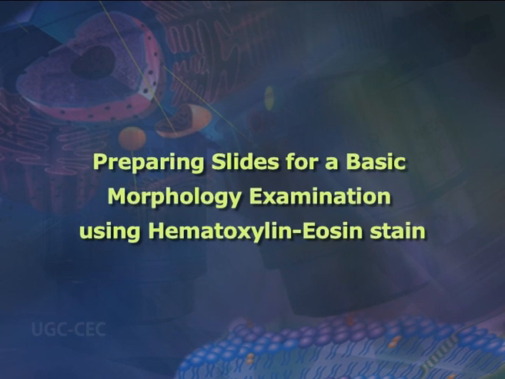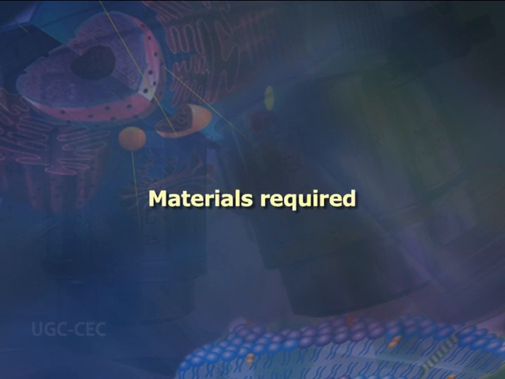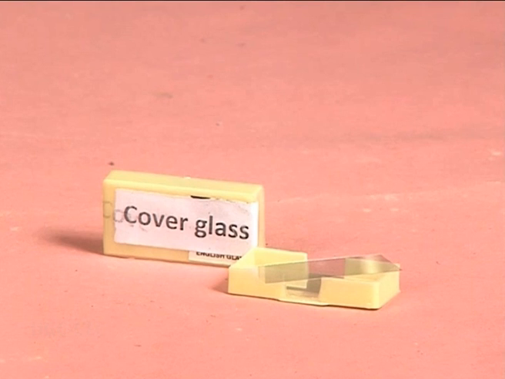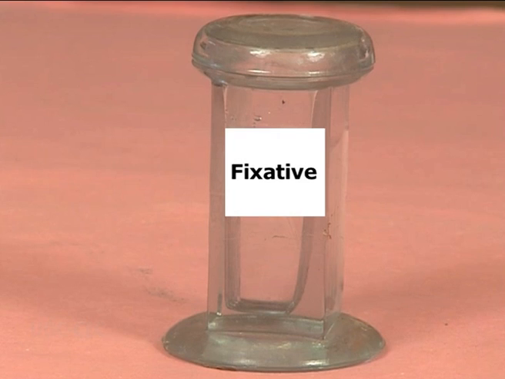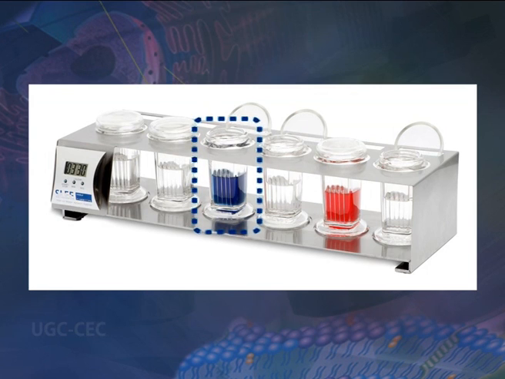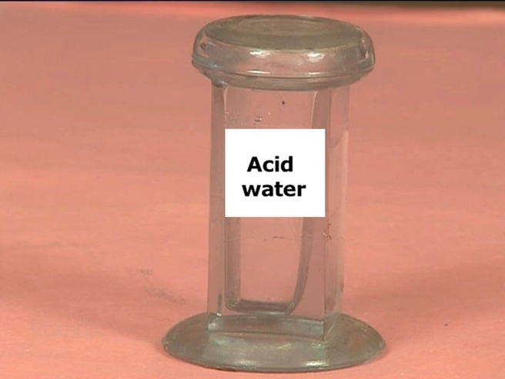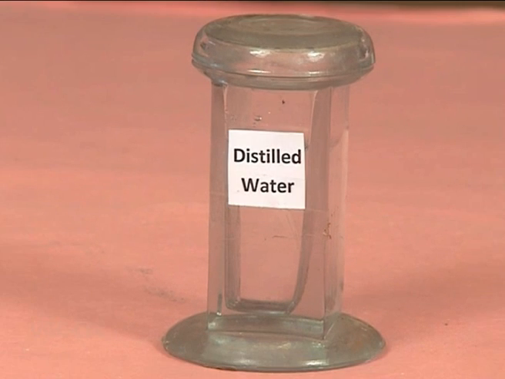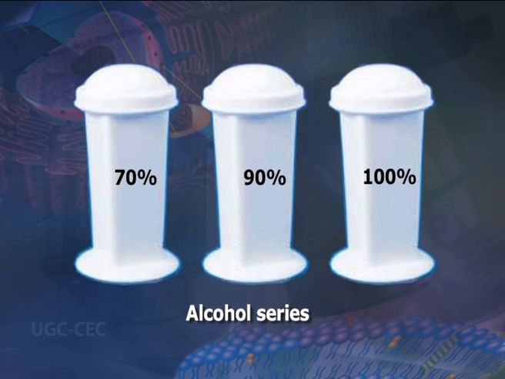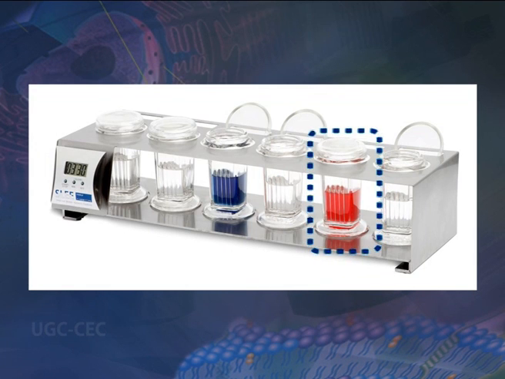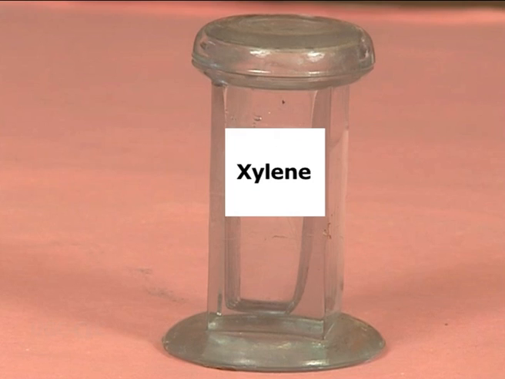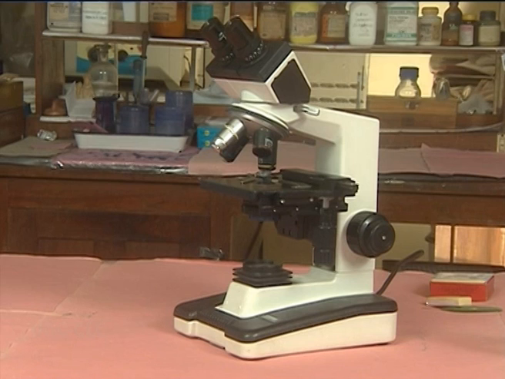Preparing slides for a basic morphology examination using hematoxylin eosin stain. Materials required: glass slides, cover slips, fixative, that is 1:1 ether alcohol, hematoxylin stain, acid water, ammonia water, distilled water, alcohol series 70%, 90% and absolute, 70% alcoholic eosin, xylene, DPX and microscope.